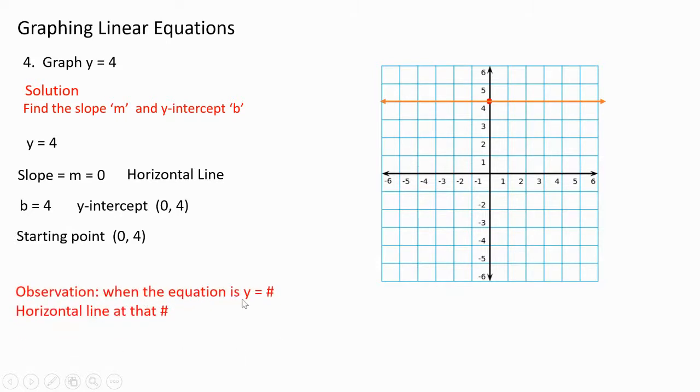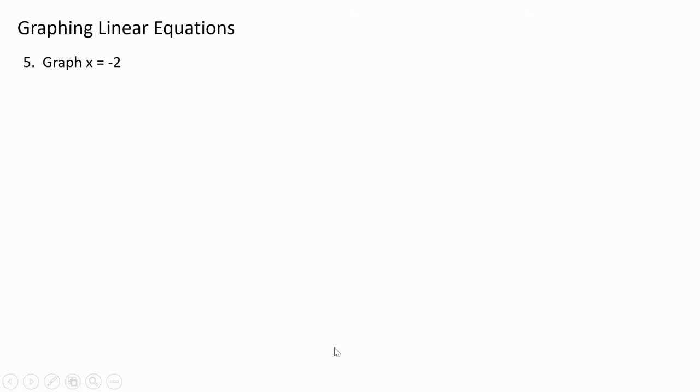Observation. When the equation is y equals a number, you see, guys, here I put a number because I was setting up for this slide here. Y equals a number, horizontal line at that number. So for example, y equals this number, it's going to be a horizontal line at that number, which is 4. Now x equals -2.